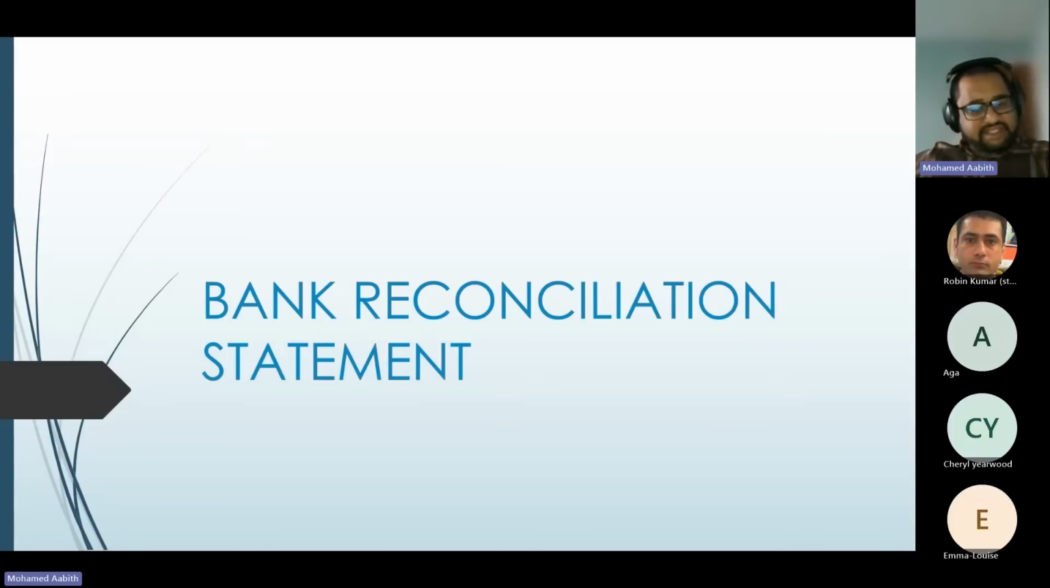Once you have a new balance there, you will be able to compare it against whatever we see at the back of your bank reconciliation statement. Bank reconciliation statements are done in a certain format. We'll go through that format as well. So let's say here an example.